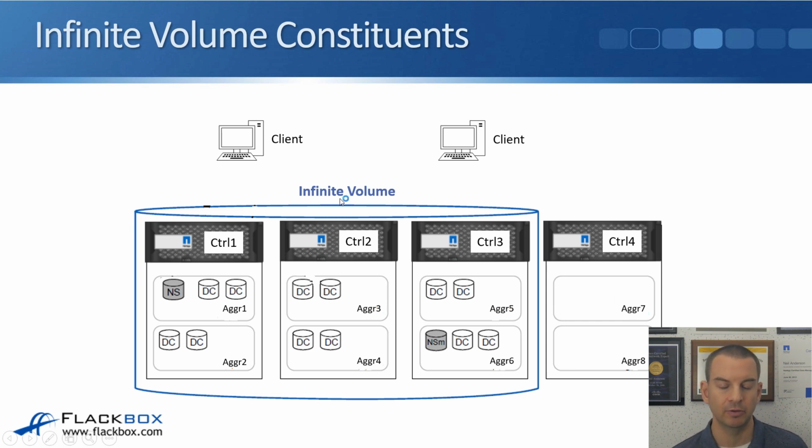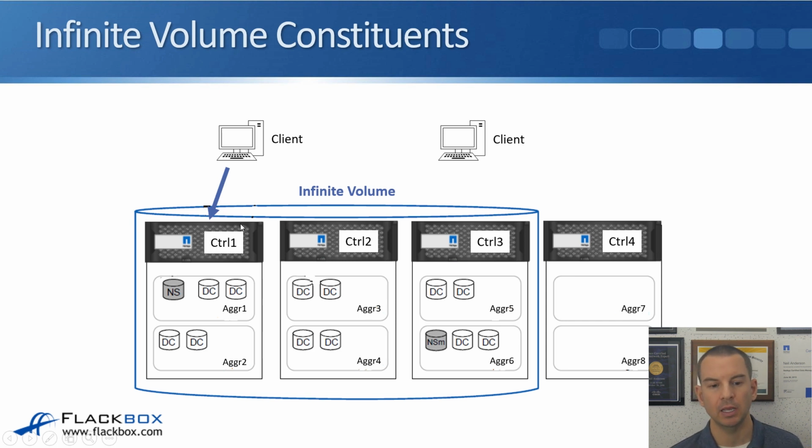Looking back at the infinite volume again, you can see that it's got a single namespace constituent in our example. That's on aggregate 1, owned by controller 1. We've got the namespace mirror, which is on aggregate 6, owned by controller 3. And across all three of those controllers, we have our data constituents, which are going to be hosting the files. Then a client up in the top left here sends in a read request for a file, which is in the infinite volume. That hits controller 1.